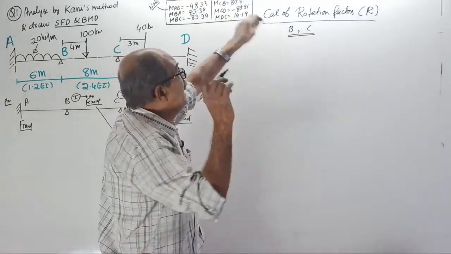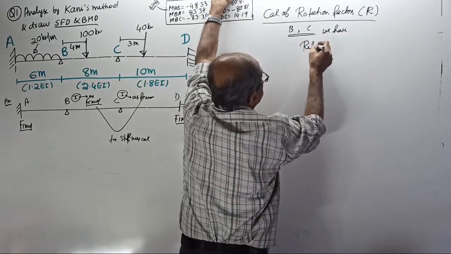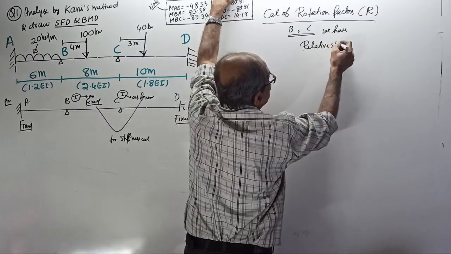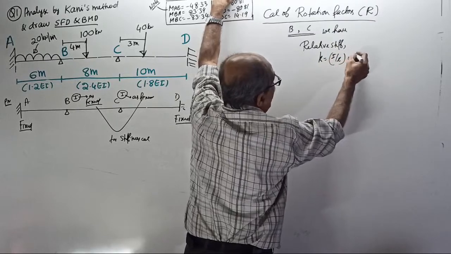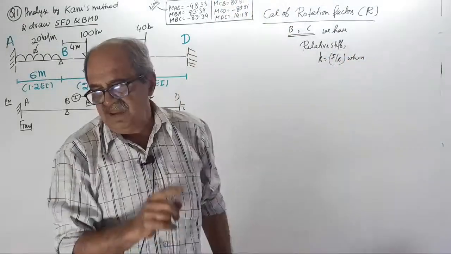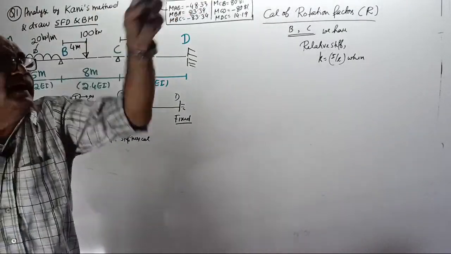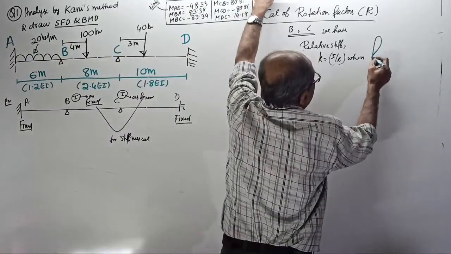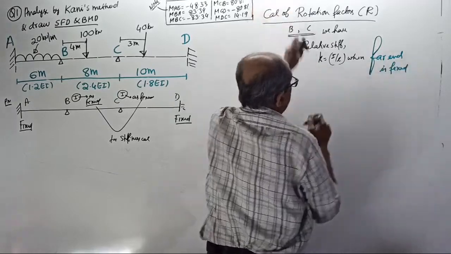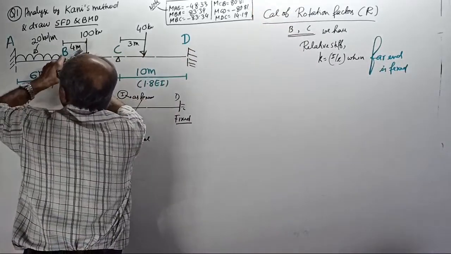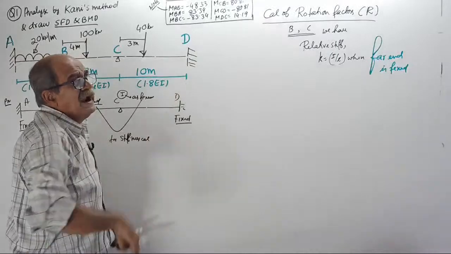Before that, make a note. We know that relative stiffness small k equals I by L. I told you a thousand times, you define relative stiffness based on what? Far end condition. When far end is fixed. Now, at B, if you look this side, far end is fixed. At C, if you look this side, far end is fixed.